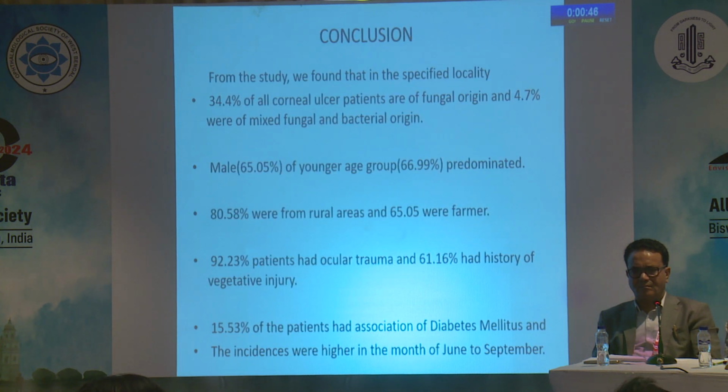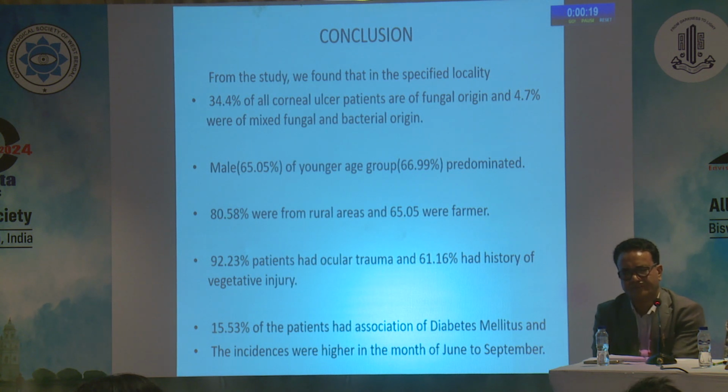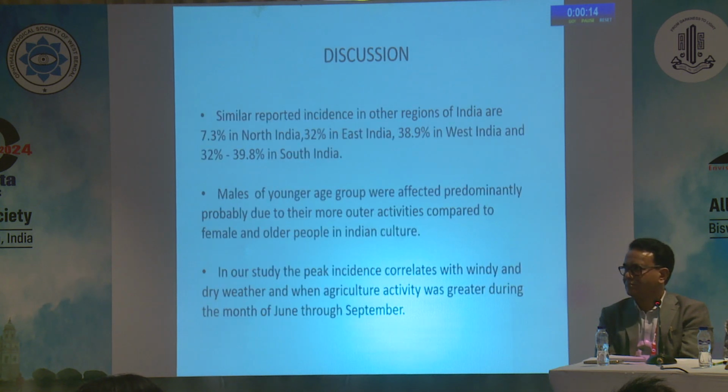So from our study, we found that 34.4% of all corneal ulcer patients were of fungal origin in that locality, and 4.7% were of mixed fungal and bacterial origin. Male predominance, younger age group, 80.58% were from rural areas, and 65 of them were farmers, and 92.23% had ocular trauma, out of which 61.16% had a history of vegetative injury. 15.5% had concurrent diabetes mellitus, and incidence was higher in the months of June through September.